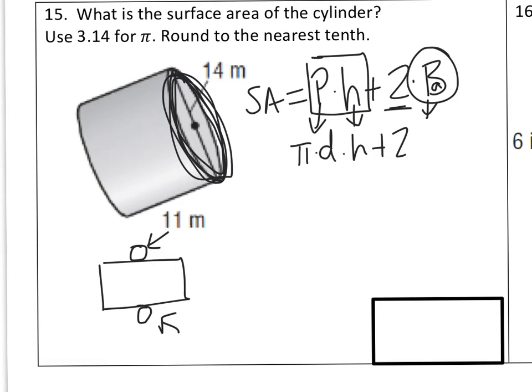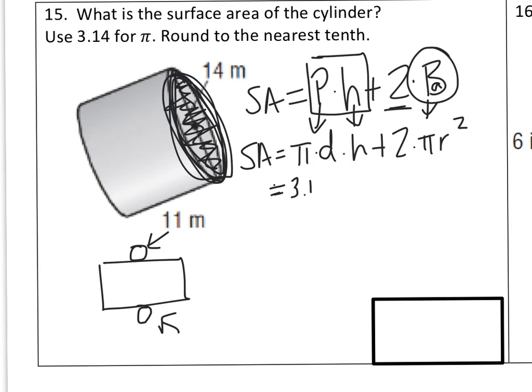And the base is, again, a circle. So we need to find the area of a circle. Oh, well, that's pi times radius squared. So here is the general formula for a cylinder. And this works for all cylinders.